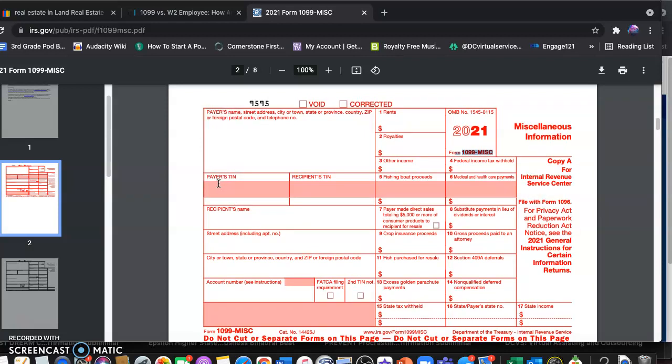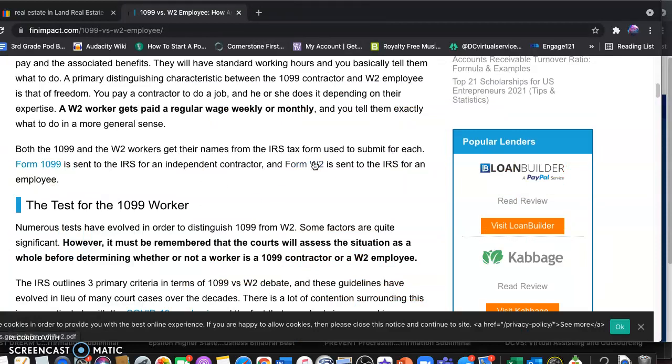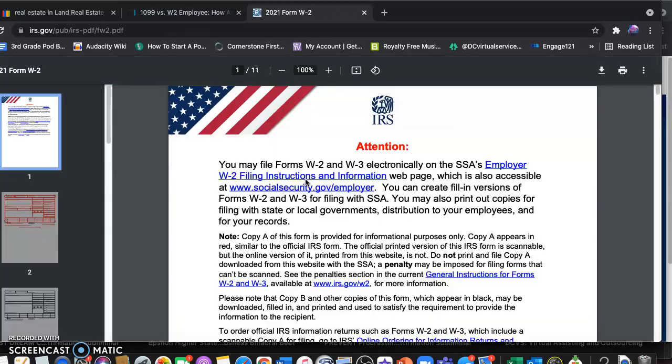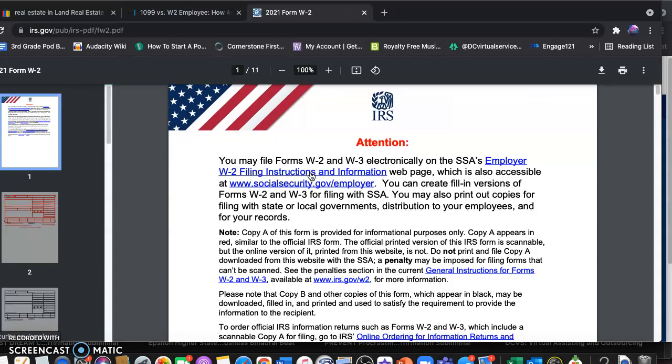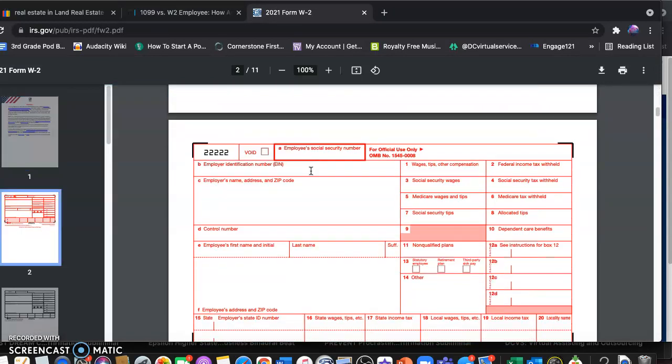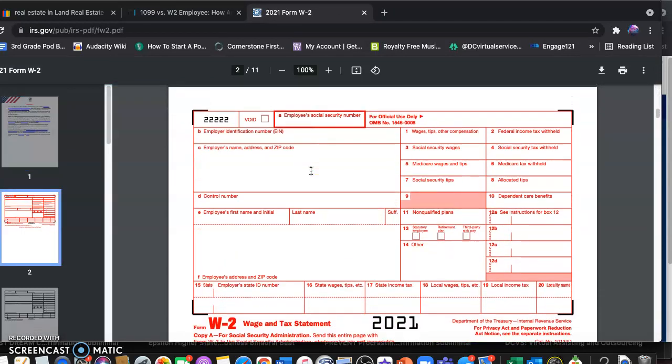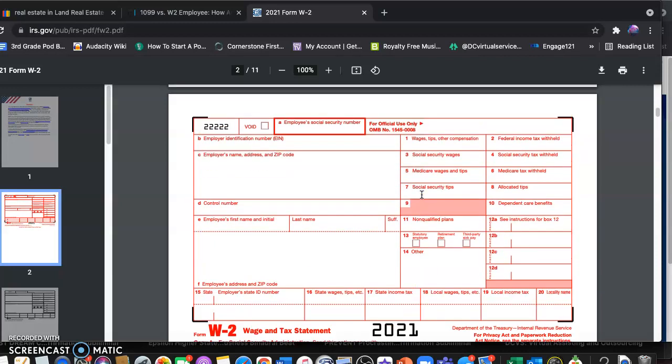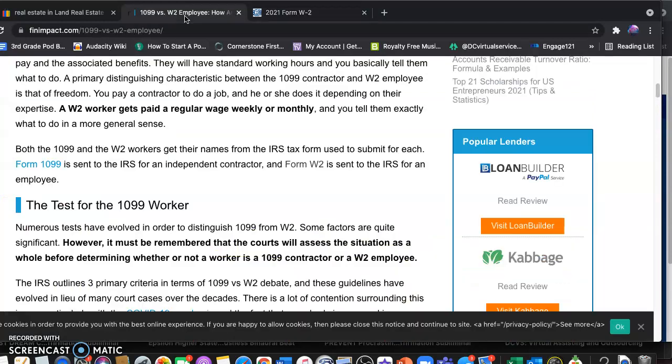So every 3 months you pay in your taxes to save some money at the end of the year during tax season. As a W-2 employee, you will receive something like this, and this is a W-2. So you will have everything: your wages and tips, Social Security wages, Medicare, Social Security, and things of that nature. So it shows a big difference between the two.